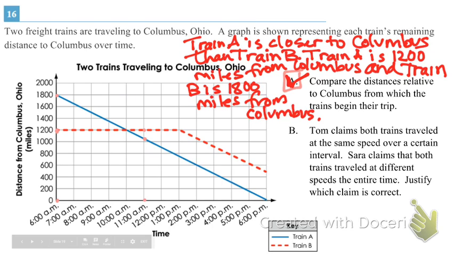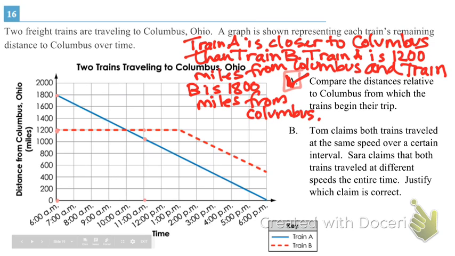You want to make sure that you are looking for two-part questions. Here it's very clearly saying, okay, here's question A, now here's question B. Sometimes it's not labeled A and B, so make sure you're answering all the parts of the question. Next it says, Tom claims both trains traveled at the same speed over a certain interval. Remember, speed is comparing distance and time. So it's the change in the distance divided by the change in the time. Speed is like a rate of change. It is the slope. So here we can just visually look at it and see, is the slope the same? Tom says both trains traveled at the same speed, have the same slope, where Sarah claims that both trains traveled at different speeds the entire time.